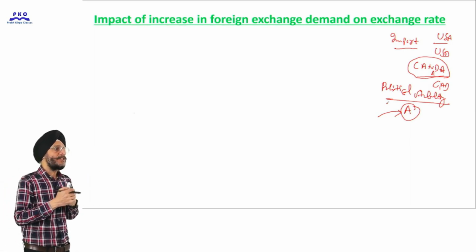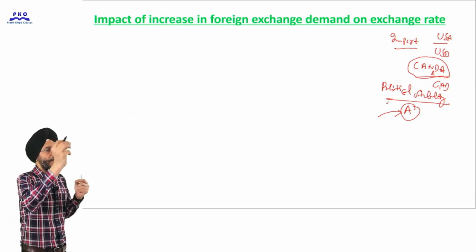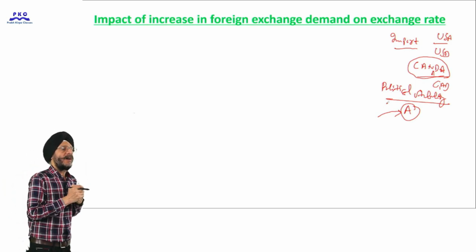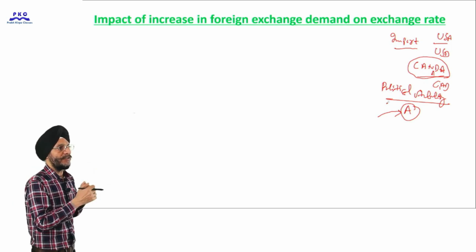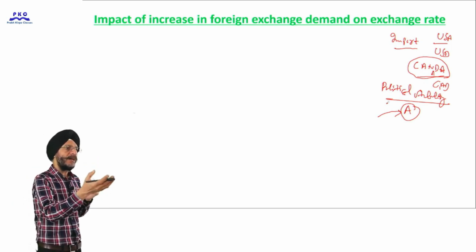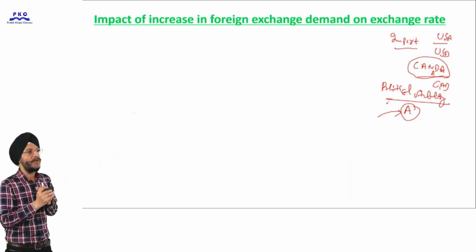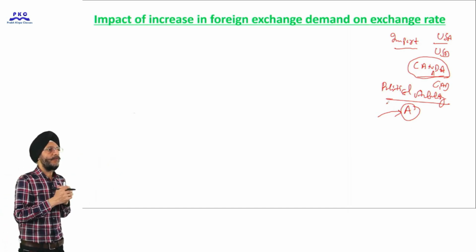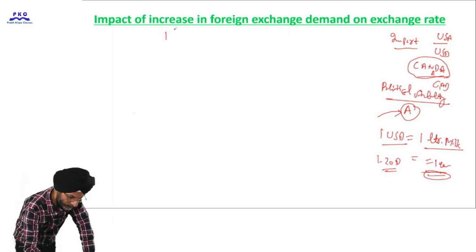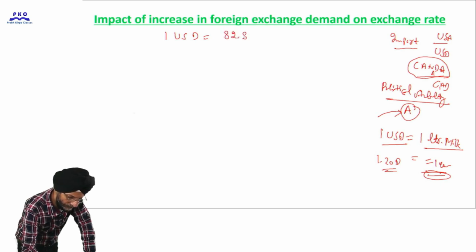It may also be possible that the interest rates in a particular country are good as compared to other countries. It may also be a reason for an increase in demand of foreign exchange. Suppose at present 1 US dollar is equal to 82.83 INR, Indian rupee.